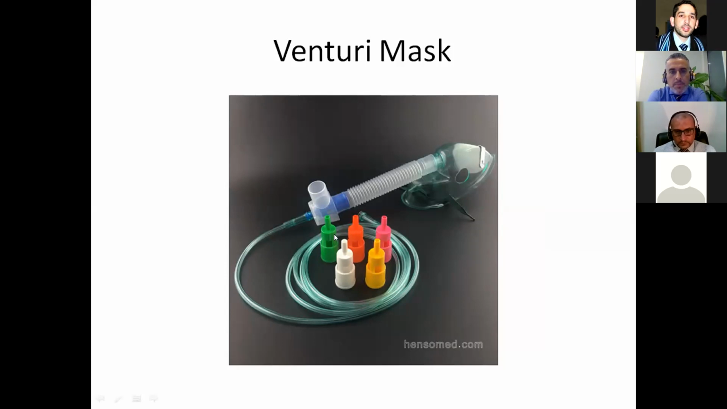Okay, this flow rate will be fixed by the manufacturer. If you take the Venturi mask in your hand and look at it, it will be written what percentage and what flow rate. So it is important that you maintain the flow rate. Otherwise, the FiO2 will not be delivered.